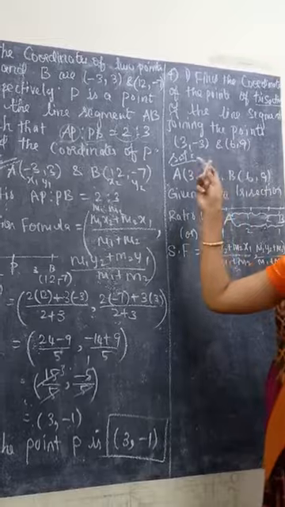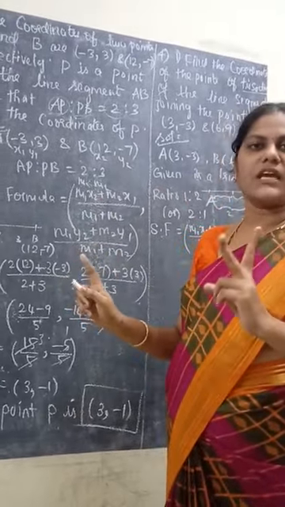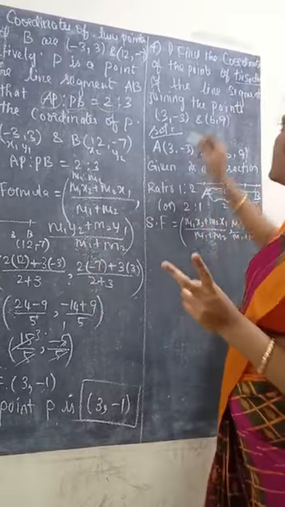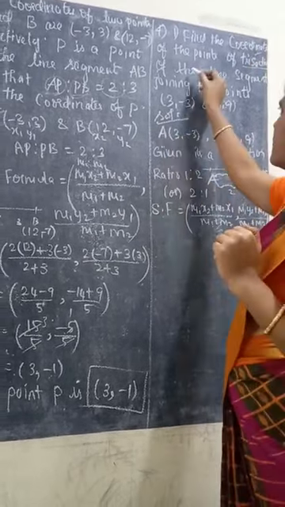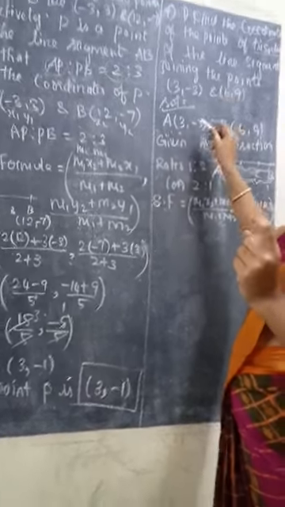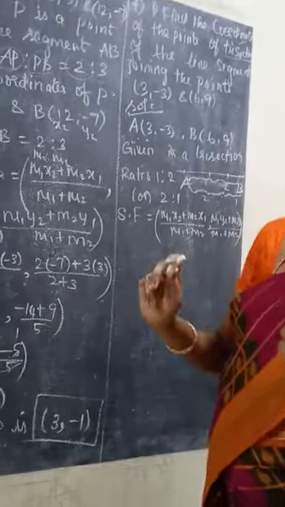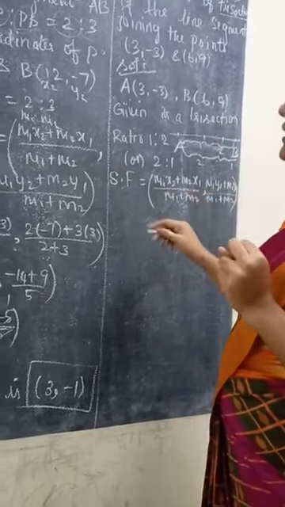Okay, listen, here they have not given the ratio. They gave 2 points, but they mention the word trisection. Trisection of 3. So listen, the solution. What is the first point? Take it as A. A point is 3 comma minus 3. B point is 6 comma 9. Given it's a trisection, trisection of 3 parts.